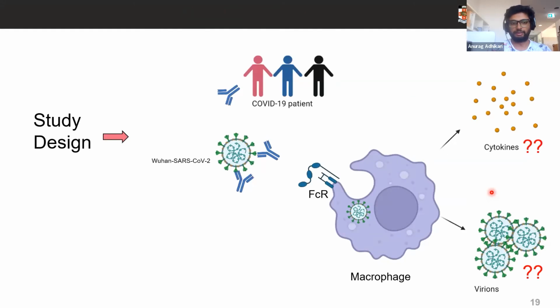And basically the experiment design was, you'll have the antibody from patients, you'll opsonize the live virus, SARS-CoV-2, feed them to macrophages, monocytes, and then observe their cytokine response, and if they would produce any virions. It's basically a replication of the ADE phenomenon that has been shown in RSV and dengue virus infection.